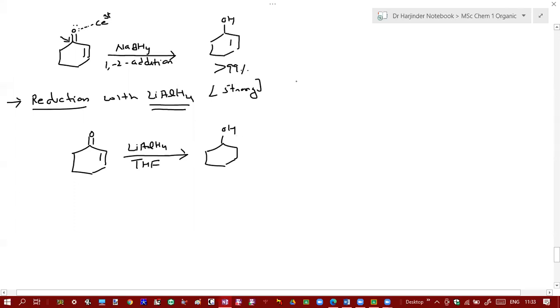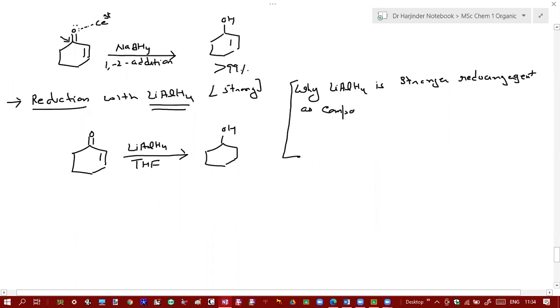Now, we have discussed many times that lithium aluminum hydride is a stronger reducing agent as compared to sodium borohydride. But the question is why? Why is lithium aluminum hydride a stronger reducing agent as compared to sodium borohydride? Can anyone give an answer?